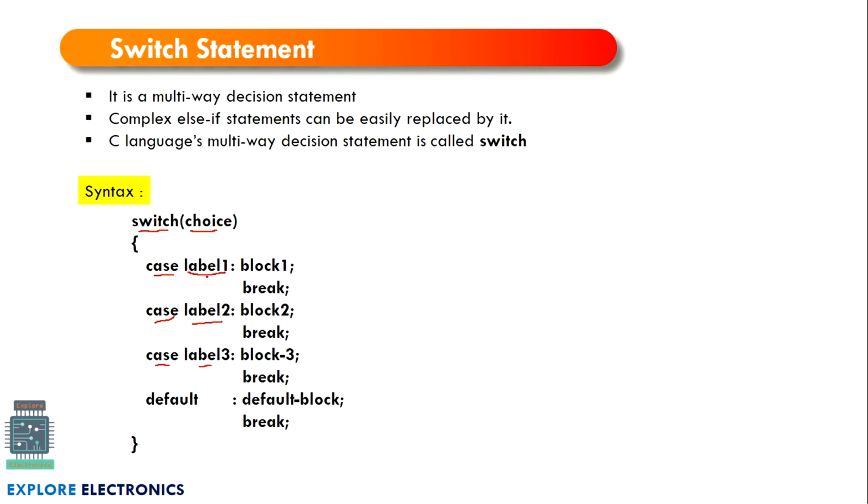Based on the value of this choice, it will go to that particular case and execute the code that we have written. This is the code block that we write inside each case statement. We need to mention break at the end, so it will come out of that case. We also have a default case: where none of the case statements is satisfied, it will come to the default block and execute whatever we have written inside the default. Again, we need to mention the break statement.